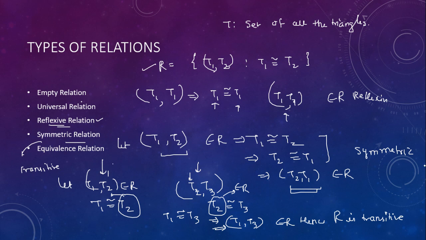When there is one relation which is reflexive as well as symmetric as well as transitive. So when all these three conditions are satisfied, then the relation is equivalence. Hope you understood.